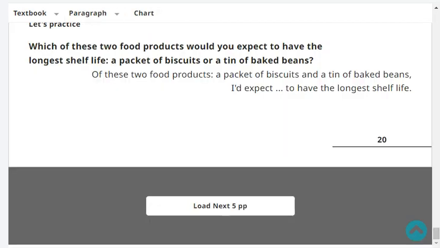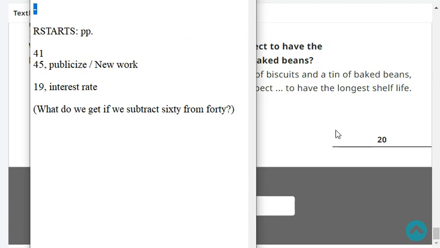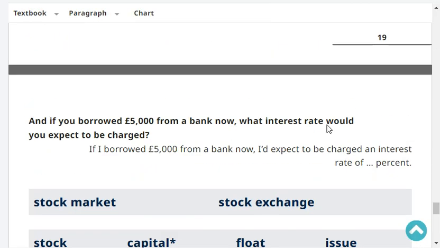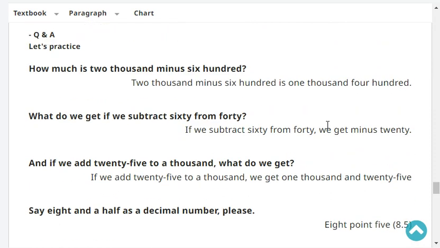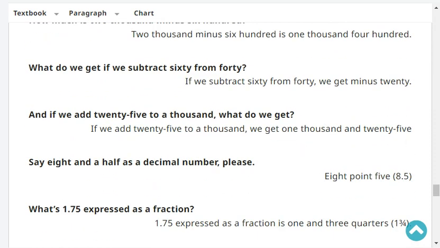Interest rate, and the last, what do we get if we subtract 60 from 40?